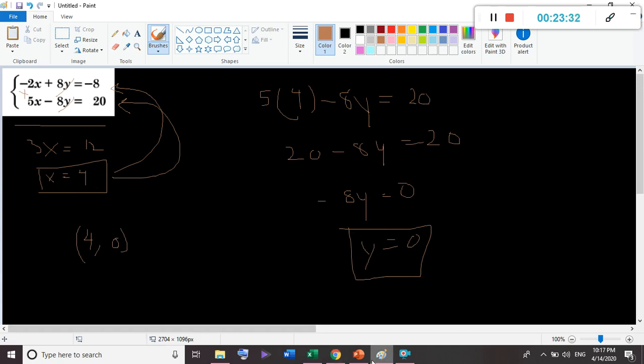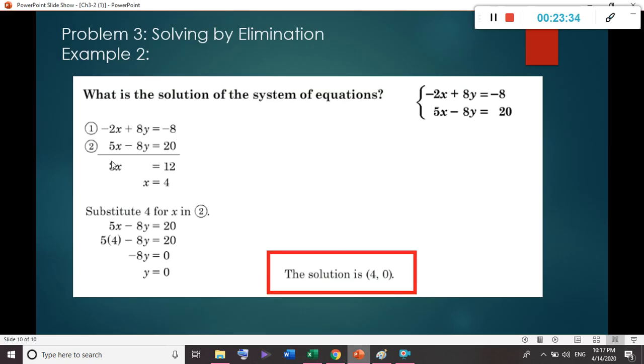So let's check our answer. It's going to be (4, 0). We eliminated the y because it's directly +8 and -8. They're going to cancel each other. So here x equals 4. Then we're going to substitute, and y equals 0. The solution is (4, 0).